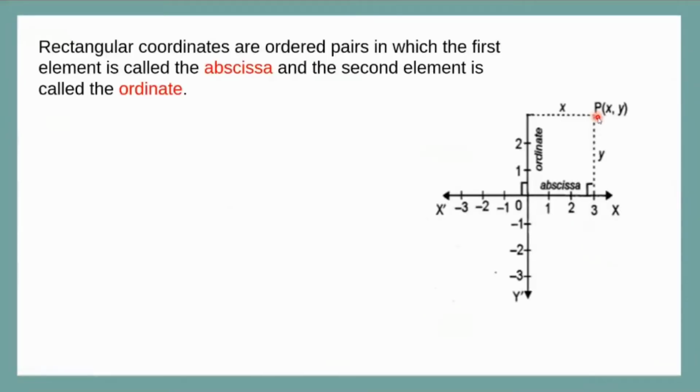The position of the point P can be identified by an ordered pair (x, y). The first element of this ordered pair, x, is called the abscissa, and the second element of this ordered pair is called the ordinate. So x, abscissa, is what? It is the distance from the y-axis, and y, ordinate, is what? It is the distance from the x-axis. So this is how I determine the point.